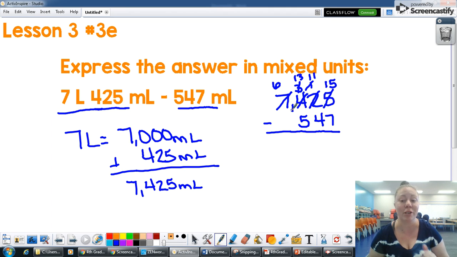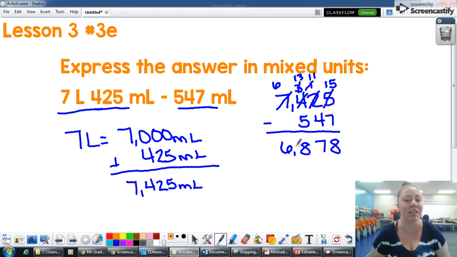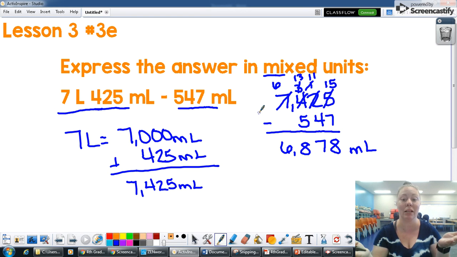So now I am good to subtract. I can start at any digit since every digit is ready. So 15 minus 7 I know is 8. 11 minus 4 is 7. 13 minus 5 is 8. And then 6. So my answer is 6,878, but this is in milliliters. Remember, it tells me to express my answer in mixed units. When it says mixed units, it means that it wants me to use liters and milliliters.